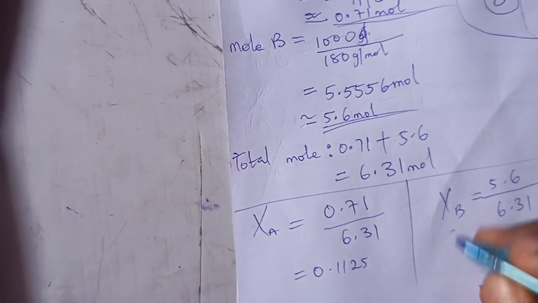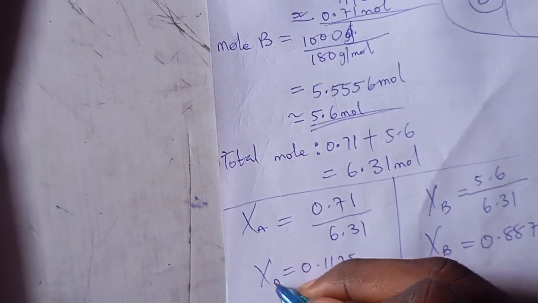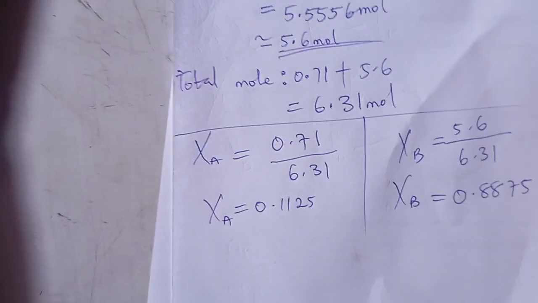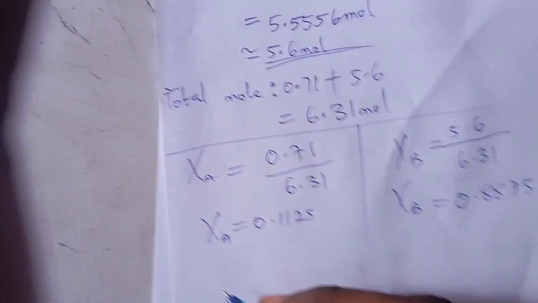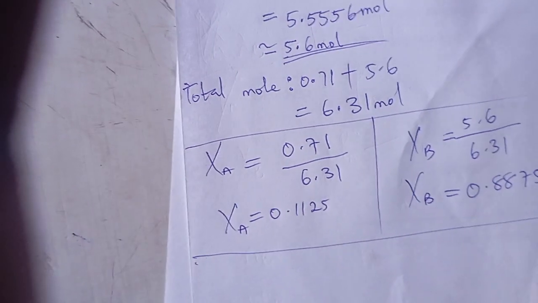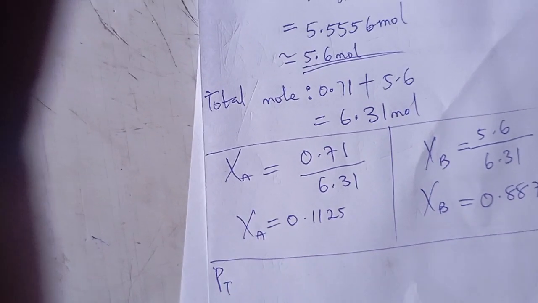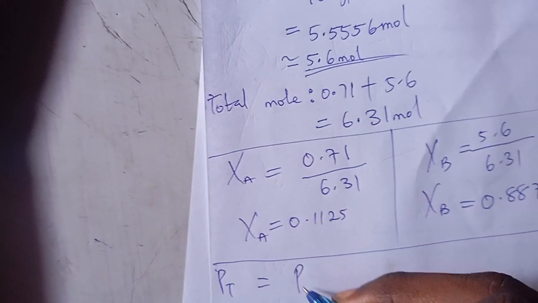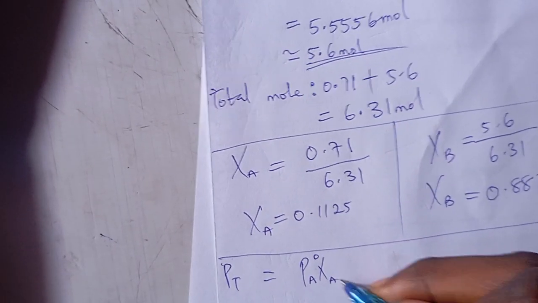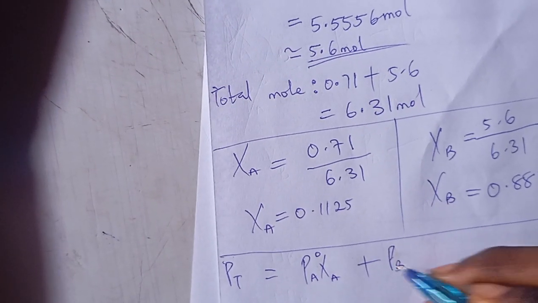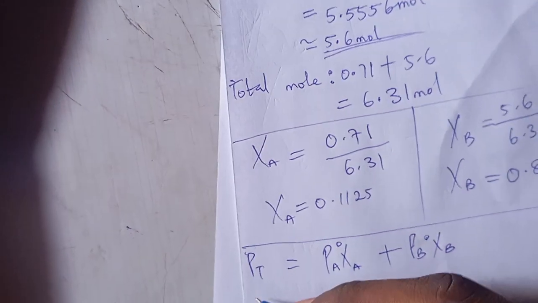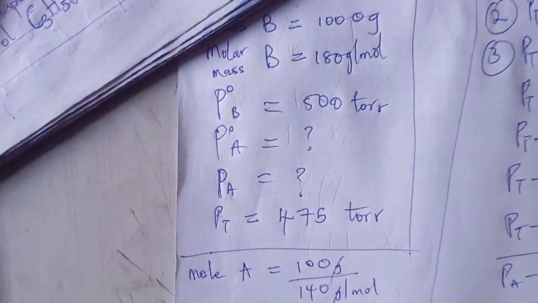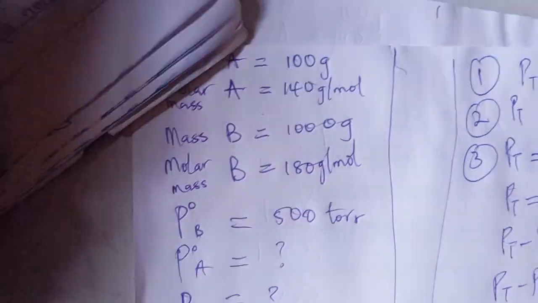0.8875. So this is the mole fraction of B, and that is the mole fraction of A. Now that I've gotten this, life is easy. Just go to equation 2 and pick it up, that's the one we are using. PT equals PA naught XA plus PB naught XB. From the question, they gave me PT to be 475 torr. All these things are given to me.